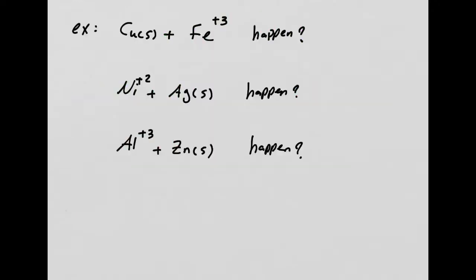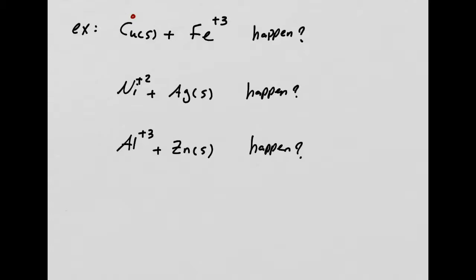So let's do one together. Copper 0 plus Fe plus 2. First of all, if I add these two together, the first thing you need to figure out is what will be oxidized and what will be reduced. Okay, what do you think? Now, here you know that the copper is 0, right? Copper solid by itself is 0.